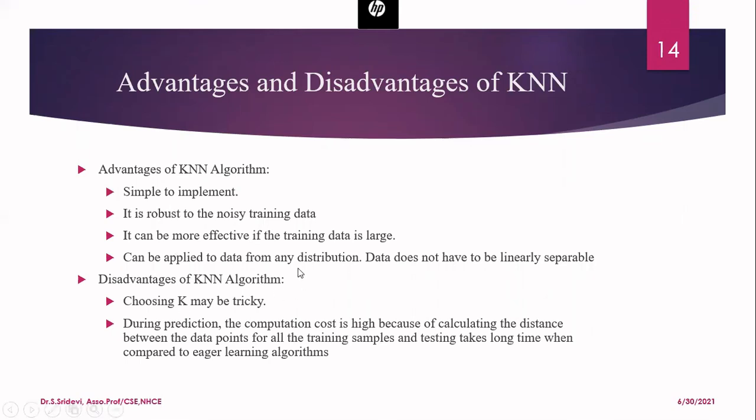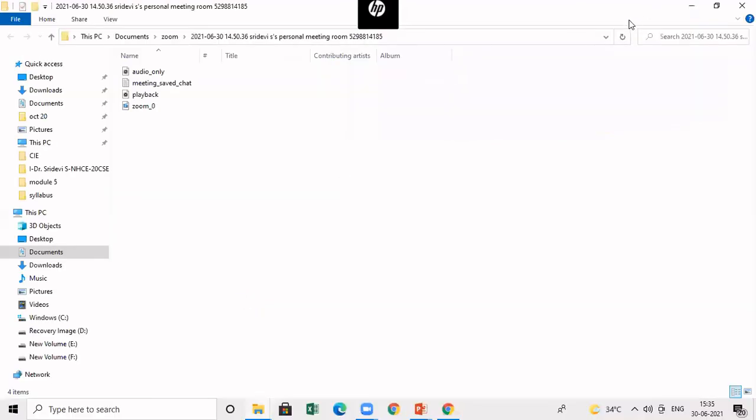And the disadvantages of the KNN algorithm are, first, how to choose the value of K. That is a tricky question. So that is one point you have to consider when you are designing this algorithm. And the second one is, during the prediction, the computation cost is high because we need to calculate the distance of the data point with respect to all the training examples. So our testing is going to take a long time. When compared to eager learning algorithms, the testing time is larger.